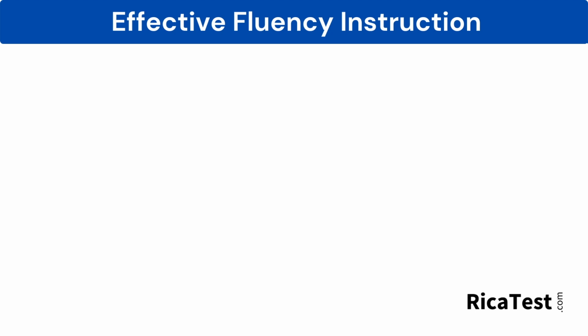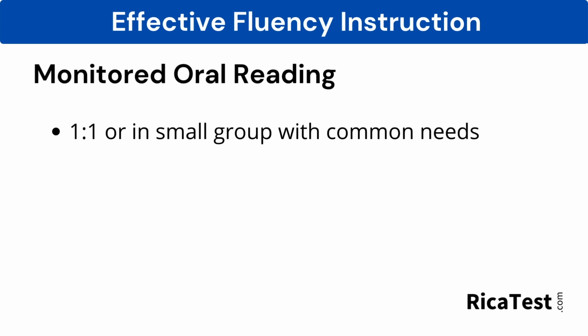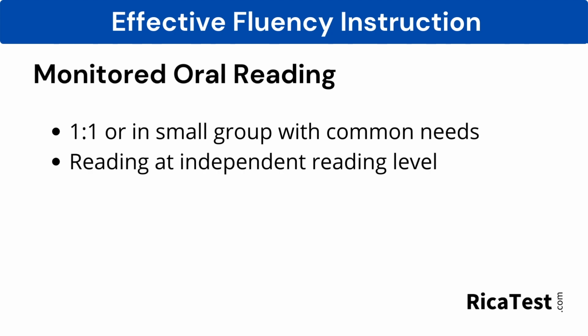Teachers provide effective fluency instruction using a few different strategies. The first we'll discuss here is monitored oral reading. This is when the teacher monitors a student's oral reading. This strategy works best using the following framework. The teacher uses one-to-one or small group instruction with students who share the same or similar common reading needs.